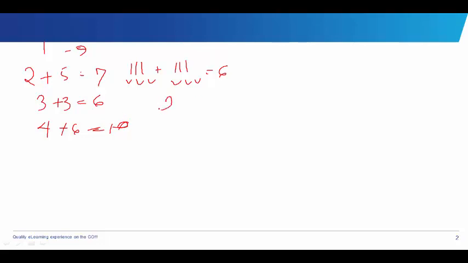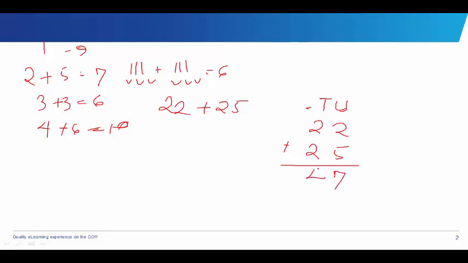For double digits such as 22 plus 25, we'll use our normal tens and units. So we'll have 22, which is a 10. So we'll have 2 here, plus 25. So as we did before, 2 plus 5 will give us 7. 2 plus 2 will give us 4. So 22 plus 25 will give you 47. Let's take another 2-digit number.